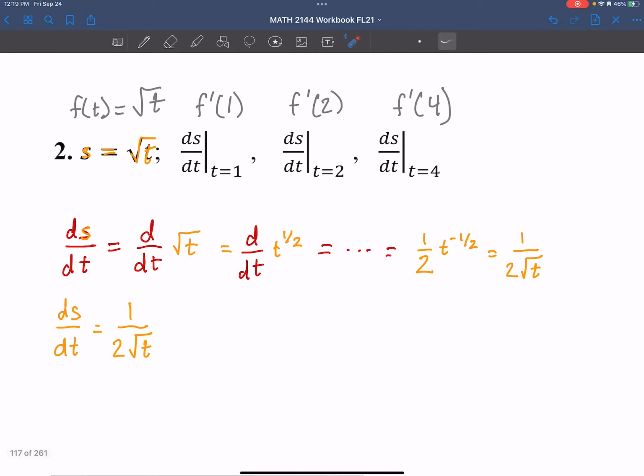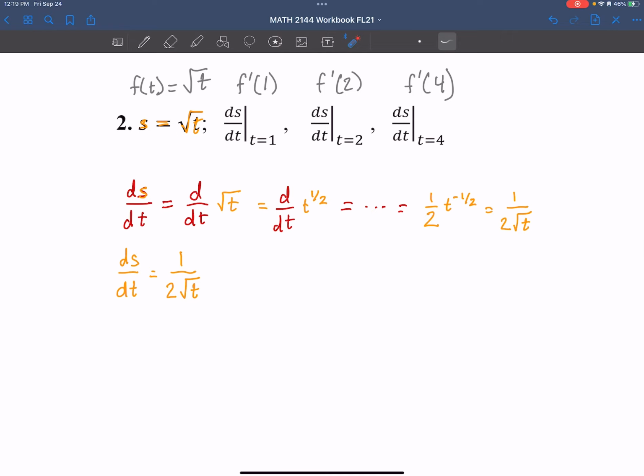Okay, so now let's go ahead and actually find the values. So this first one, I already used red, let me change it to blue. So we have ds/dt evaluated at t equal to 1. Well, this is going to be 1 over 2 square root of 1, which is 1/2.